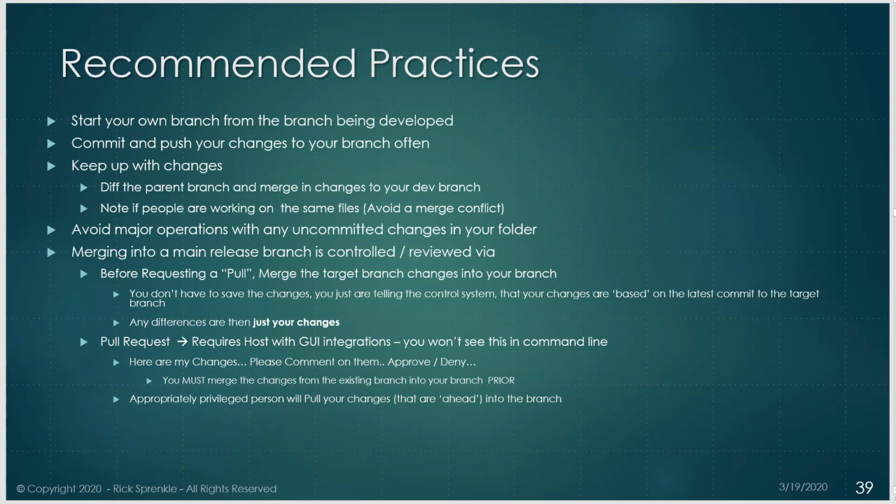As we mentioned, start your own branch from the branch being developed, or close to whatever you're working on, and commit and push your changes to your branch often. Your branch is like you're the only one working on it, so you might label the branch after your name, or your name and a particular feature or bug you're working on. Since you're probably the only one working on that one, you can freely commit changes every time you've done some quantum of change to your code that could be easily described through a comment.